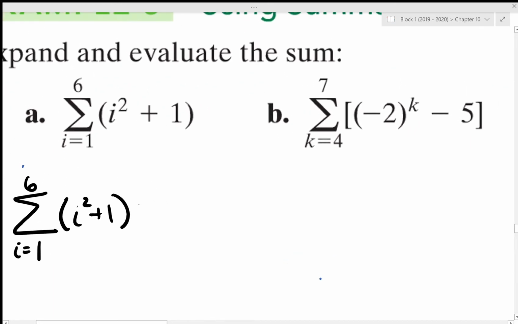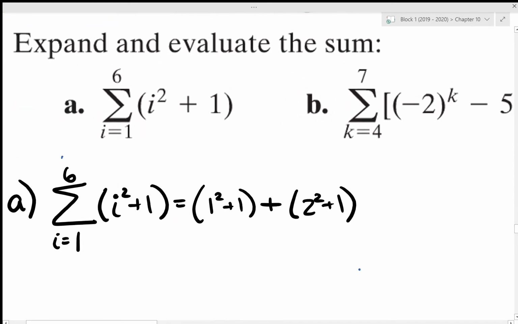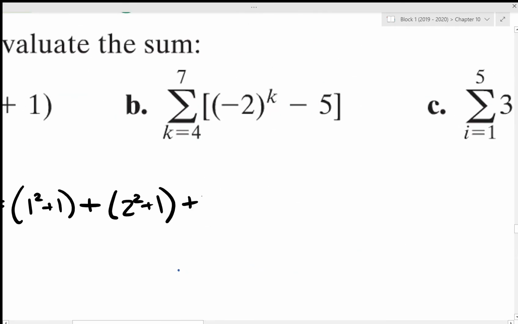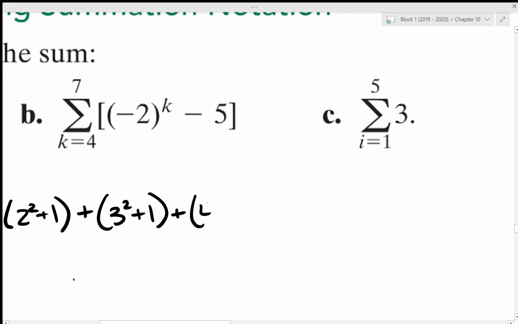So I'm going to start with an i of 1. I'm going to do 1 squared plus 1. That would be the first. Now the next one is 2: 2 squared plus 1. These numbers I'm plugging in for i, because it says i equals. Now I'm going to do it for 3, and I'm going to keep doing this same exact thing, square and then add 1, all the way up until I hit 6.